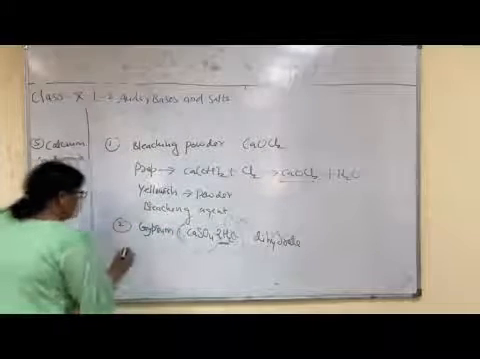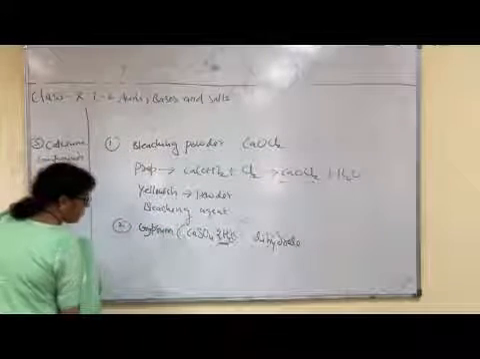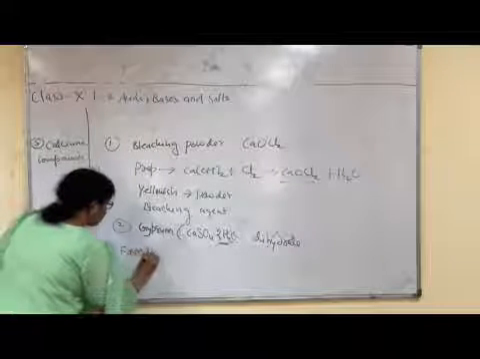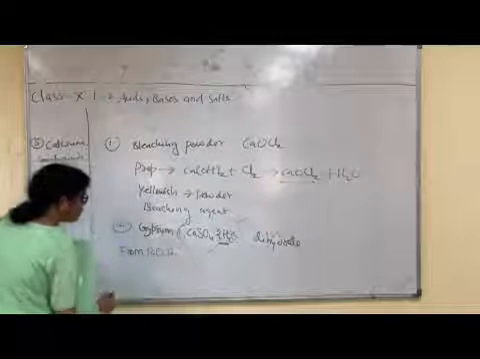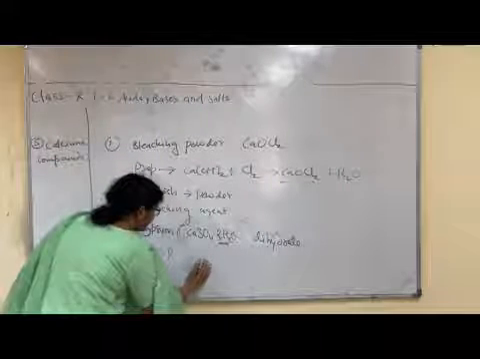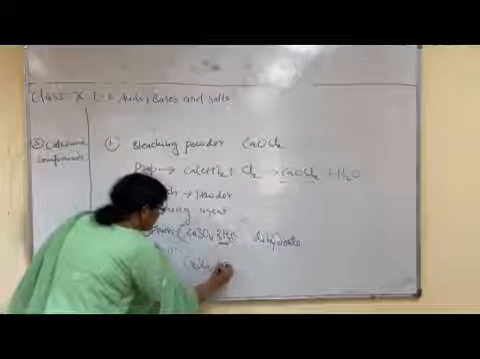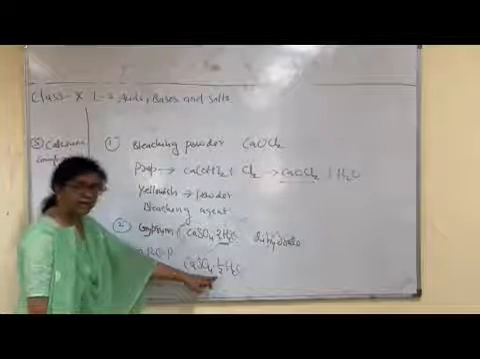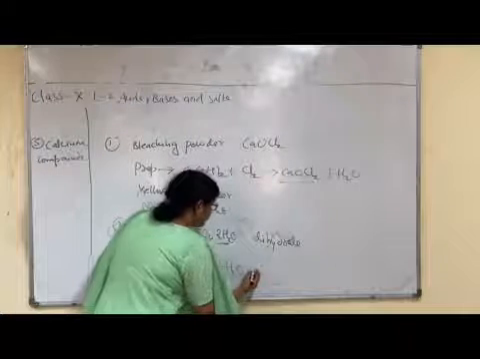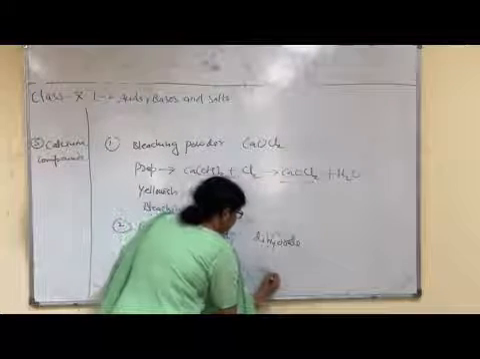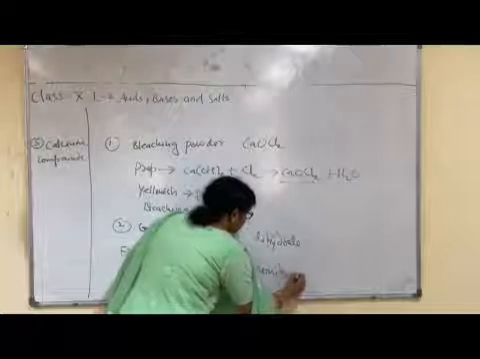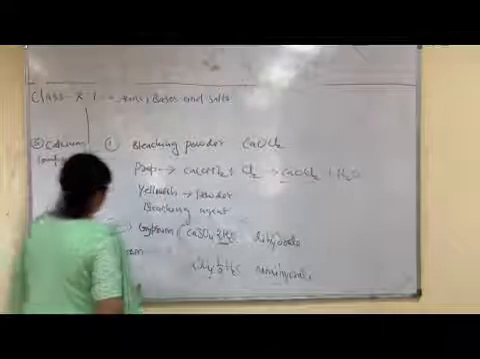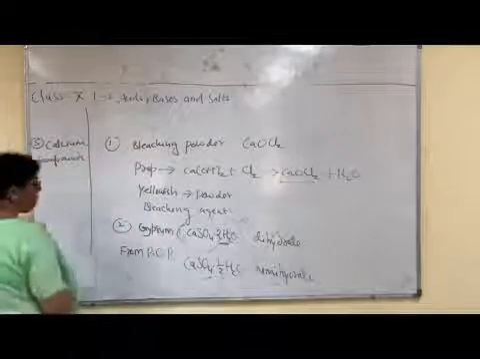Now, preparation of gypsum from plaster of Paris. Plaster of Paris. What is plaster of Paris? CaSO4 half H2O. Okay children, this is calcium sulfate. Half molecule is attached. So this is calcium sulfate, hemihydrate. Hemi means half. Now preparation of this gypsum from POP. What is related reaction equation?